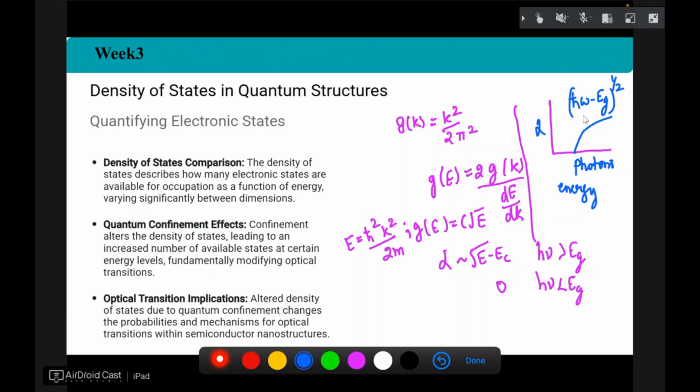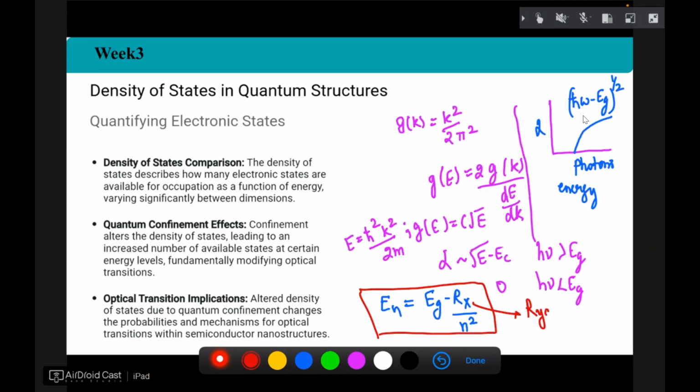So we saw how the energy is changing. It is showing parabolic behavior. Absorption generally shows parabolic behavior, but it deviates because of excitonic effects. So in general, En is equal to Eg minus Rx by n squared, where Rx is the Rydberg constant.